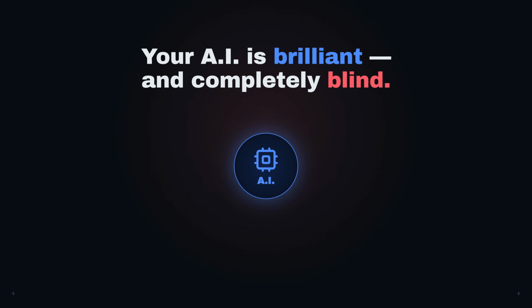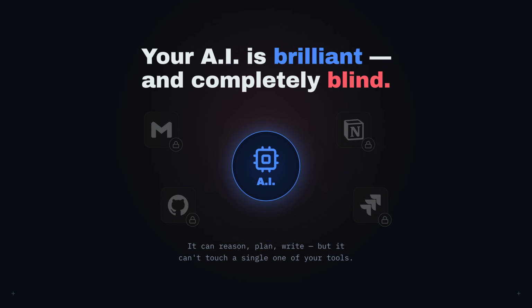Your AI agent is a genius. It writes code, it plans your week, it drafts the perfect email, but ask it to actually send that email and nothing. It's brilliant and completely blind. It can't touch a single one of your tools. Here's why and the protocol that's fixing it.